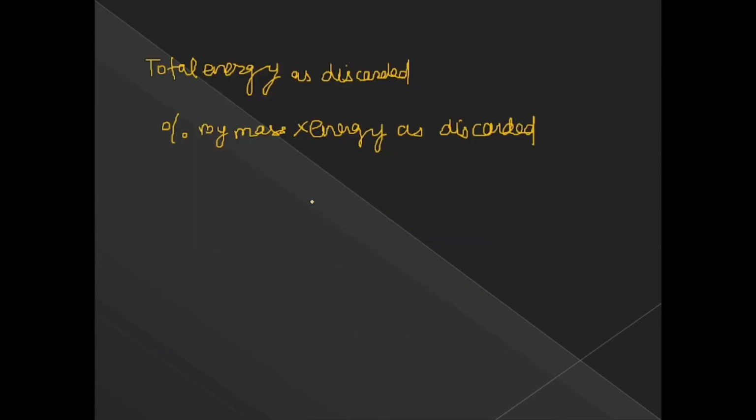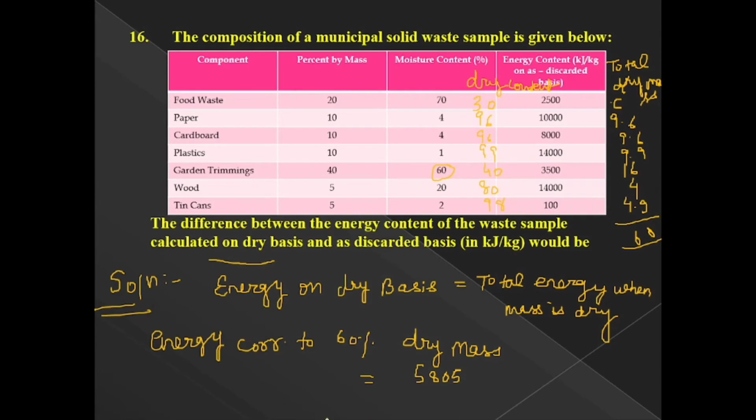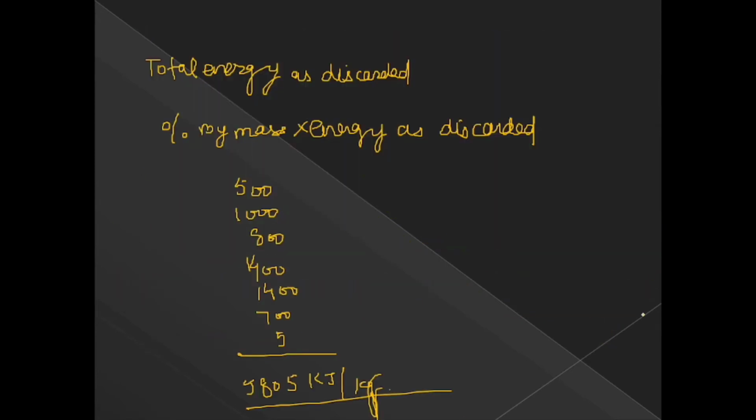So after calculation I found the values as 500, 1000, 500, 1000, 800, 400, 1400, and here also 1400, 705. This is the total amount, and this value is the discarded energy. This is 5805 kilojoule per kilogram. Now, energy corresponding to 60% dry mass, as we calculated, is 5805 kilojoule per kilogram.